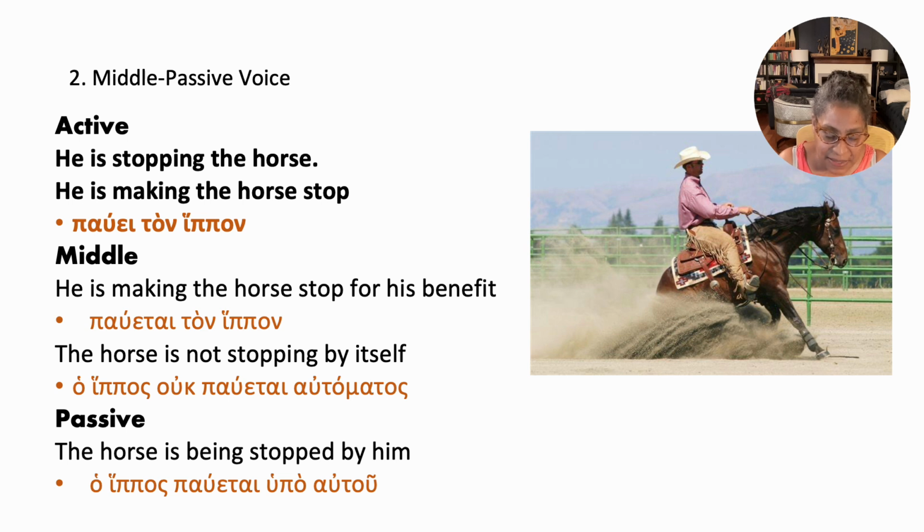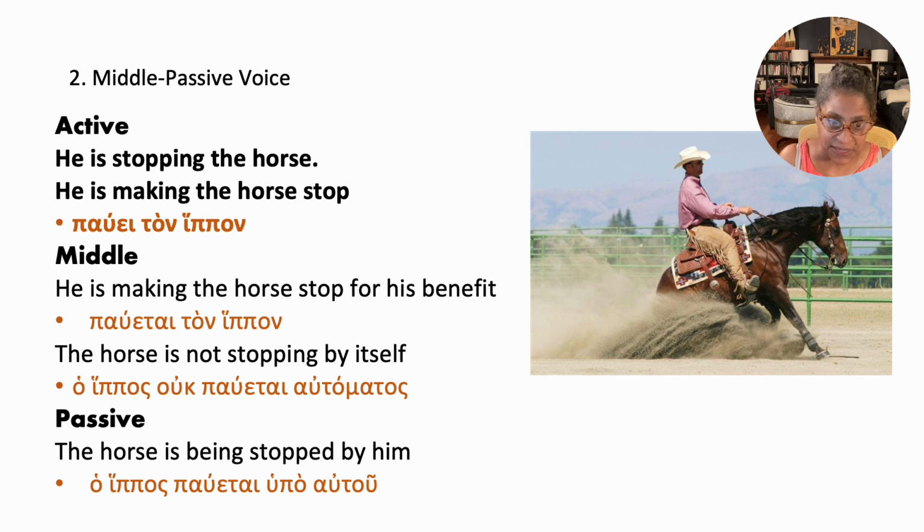And in the passive, you have the horse is being stopped by him. Ho hippos pauetai hupo autou. So this is the phrase for the agent. The horse is stopped, pauetai, by somebody else, by him, hupo autou, or hupo anthropou, by the man. All right, so you get the difference.